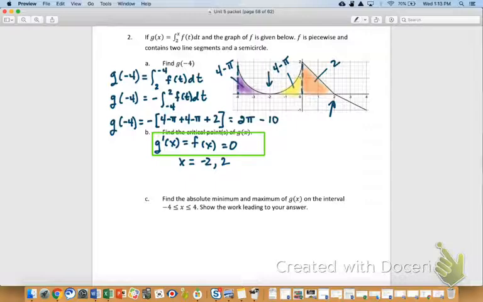And then also, wouldn't the critical point be where it doesn't exist? So wouldn't it not exist at 0? I would say that g prime, which is equal to f, definitely exists at 0. In fact, the point is 0, 2. But something else doesn't exist at 0. Can anybody explain what doesn't? G double prime equals f prime doesn't exist at 0. That's right.